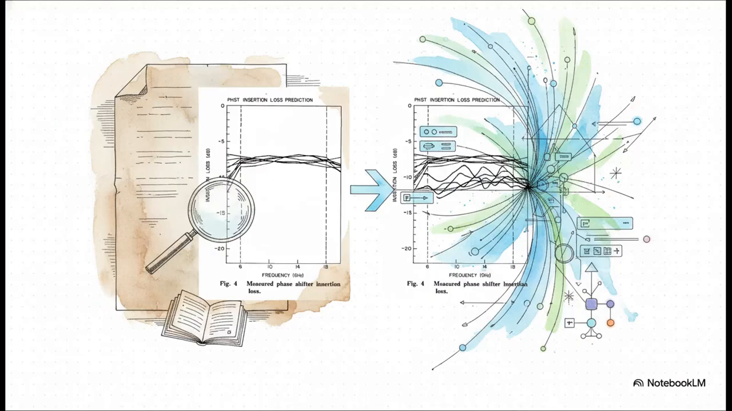And this illustrates the transformation perfectly. On the left, you see the original chart from the paper. It's just a static image. But on the right, you see what's possible now. We're no longer just looking at a picture of the data. We can actually interact with the underlying model, run new simulations, and explore the results for ourselves.